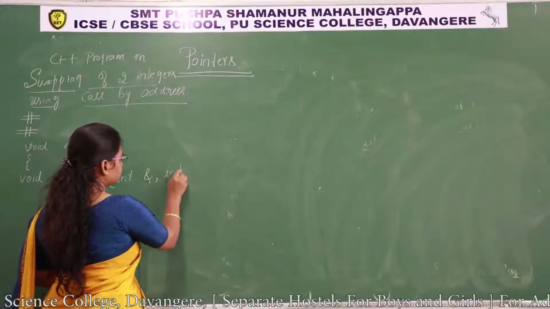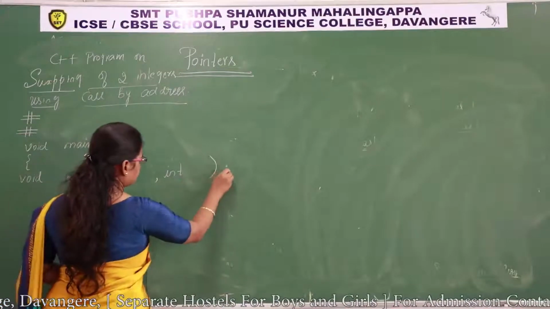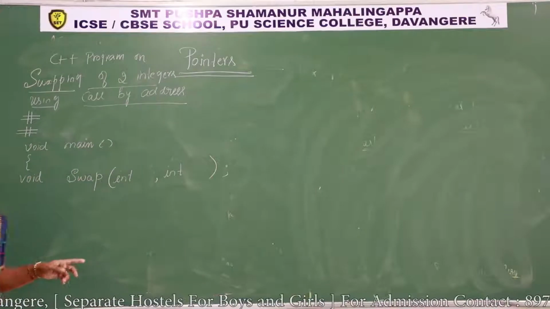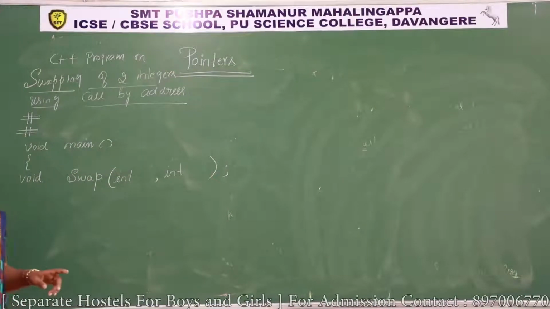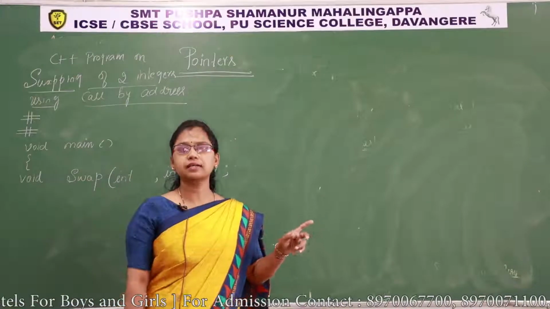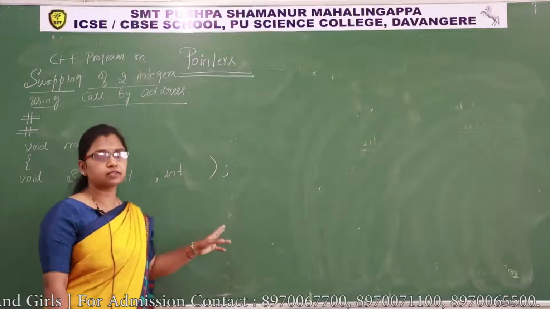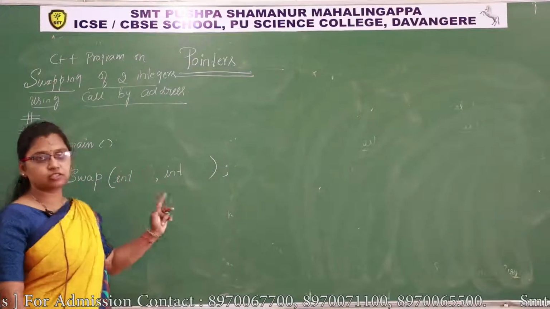Here also, sorry. So we are passing the address of the actual argument. To receive the address of the actual argument, that function header must contain pointers. How many addresses are you passing? Two addresses, because we are swapping two integers, no?